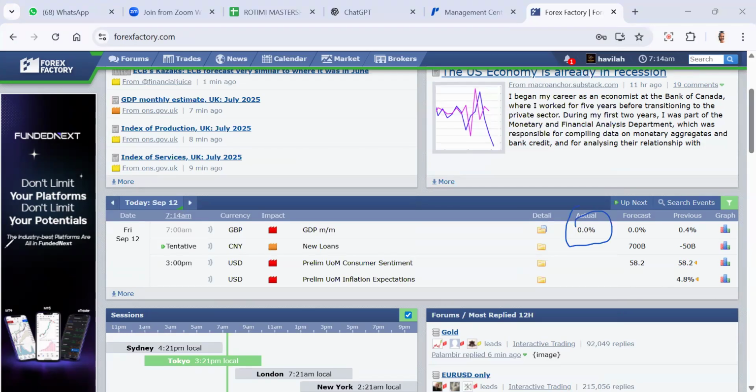But then the important fundamental event today is from the United States, and that will come up by 3 p.m. today. That will be the prelim UOM consumer sentiment and prelim UOM inflation expectations. Now, generally, this may not really give any serious volatility, but then it's end of week. Usually towards the end of the week like this, there are some irrational movements that come up in the market. So you never can tell. That could trigger this particular event to become volatile.